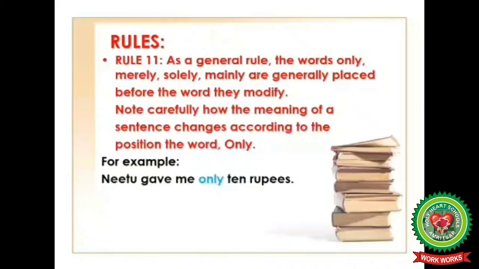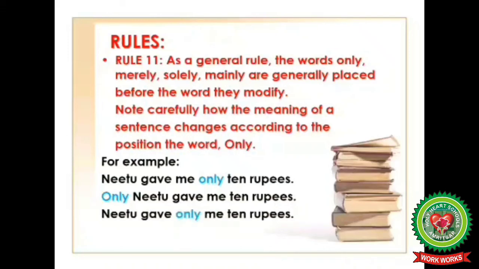First, Neetu gave me only 10 rupees. It means that Neetu gave me just 10 rupees and not more than that. Next, only Neetu gave me 10 rupees. It means except Neetu, nobody gave me any money. Next, Neetu gave only me 10 rupees. Now this sentence means that Neetu gave 10 rupees to me and to nobody else.